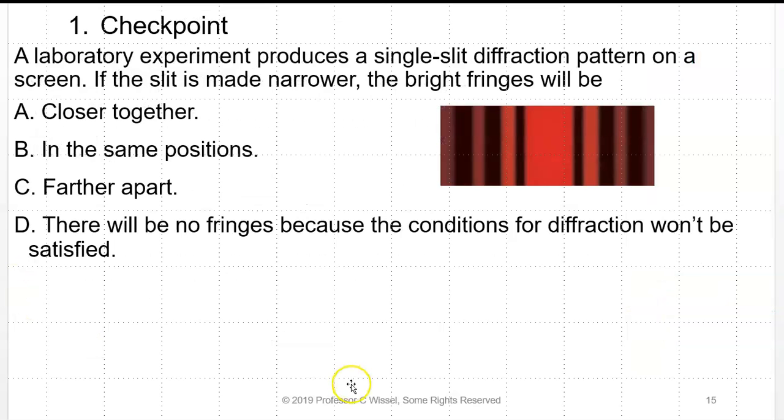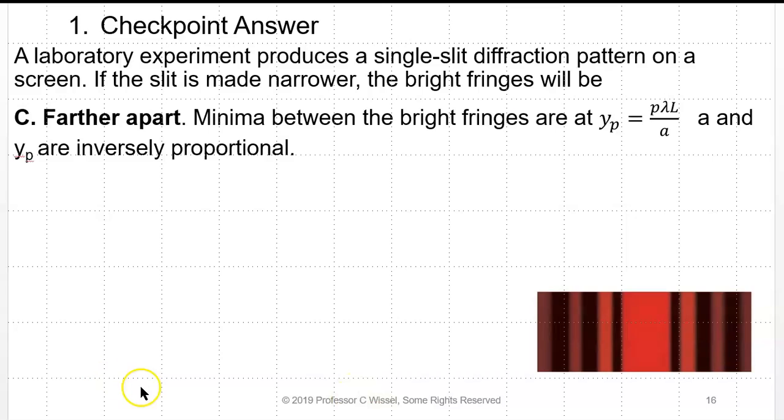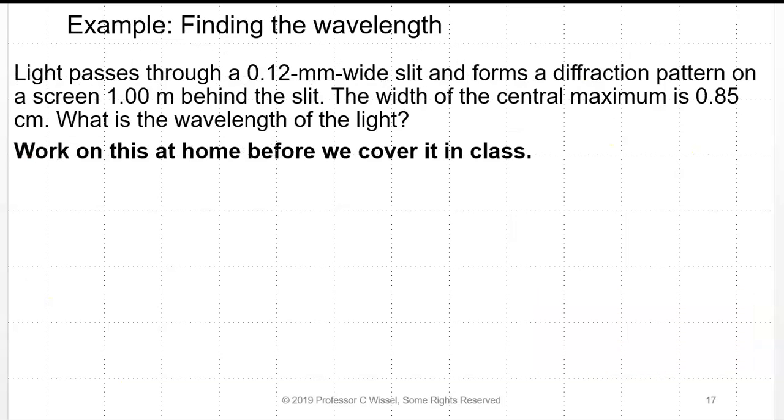A laboratory experiment produces a single slit diffraction pattern on a screen. If the slit is made narrower, the fringes will widen out. They'll move further apart because y_p and a are inversely proportional to one another.